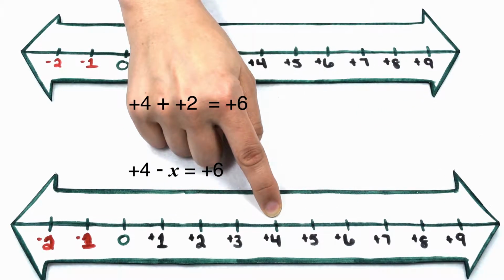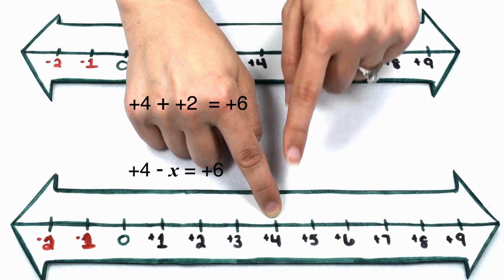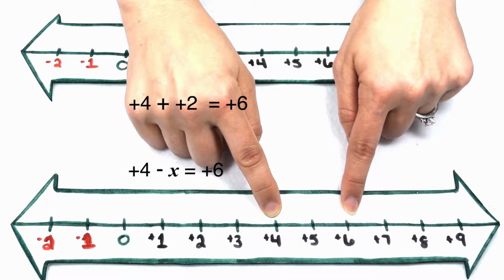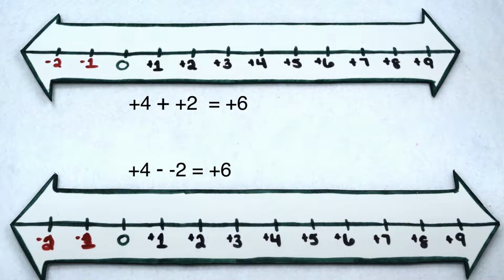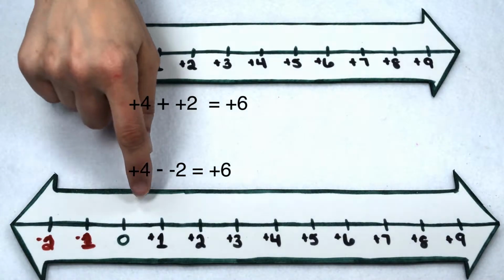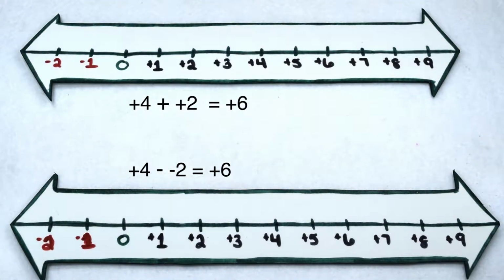So I need to do the opposite of a negative. So I need to subtract negative 2. So positive 4 minus negative 2 is going to land me at positive 6. If we notice, the illustration on our number lines actually look identical to each other.